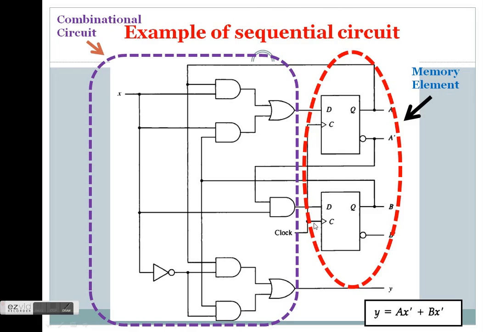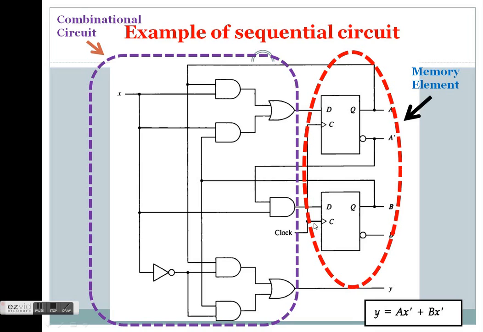Students, an example of a sequential circuit is visible on your screen. You can observe that it has two parts. One is the combinational circuit, which is made up of various logic gates, and the other is the memory element, which contains the D flip-flop. So a sequential circuit has two parts: one is the combinational circuit and one is the memory element.